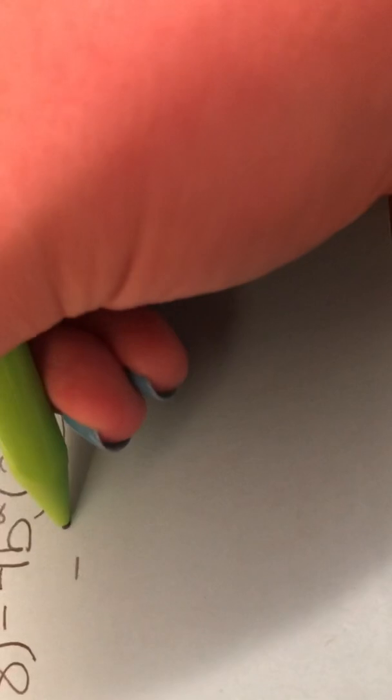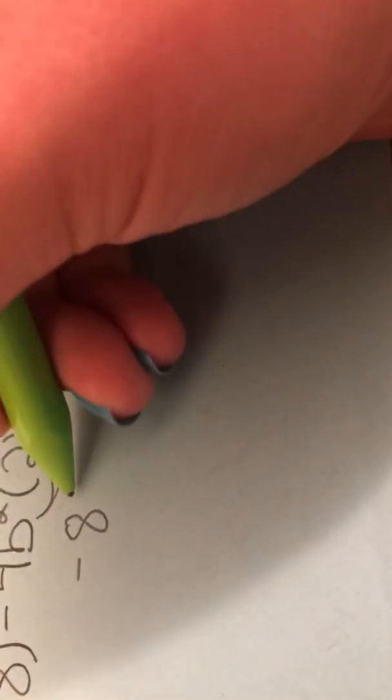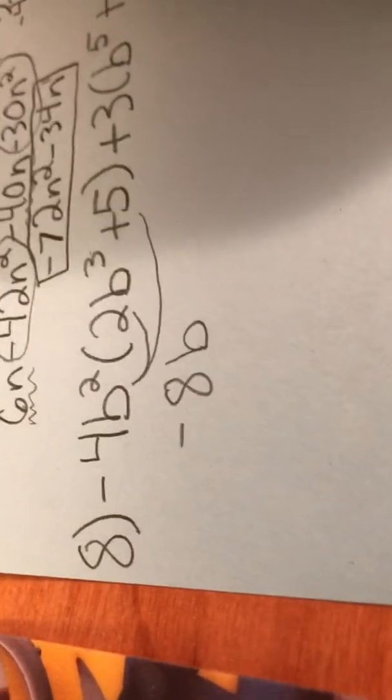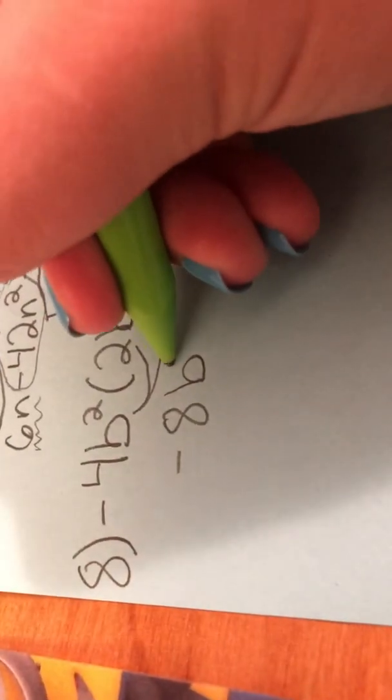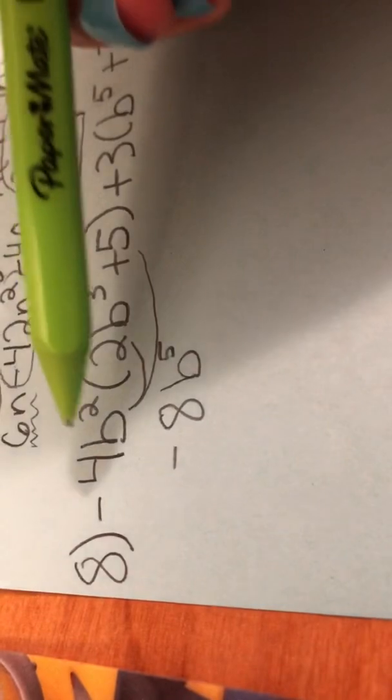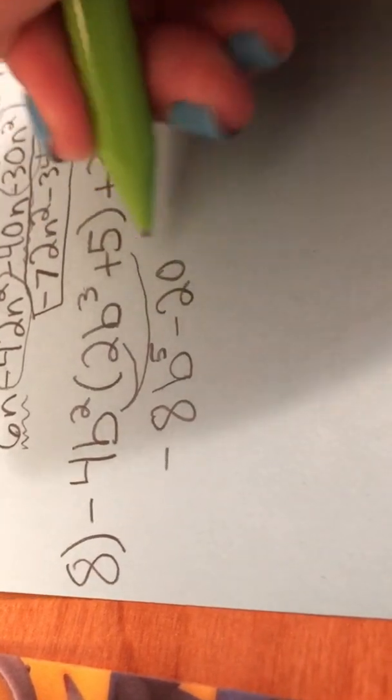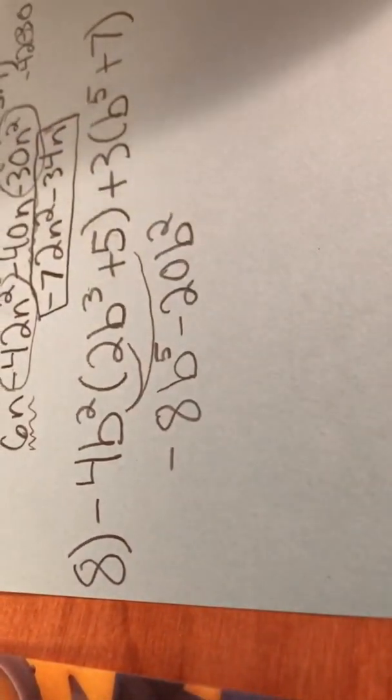For number 8, you're going to distribute. So you get negative 8b raised to the 2 plus 3. My bad, 2 plus 3 gives me 5. Negative 4b squared times 5 gives me negative 20b squared.